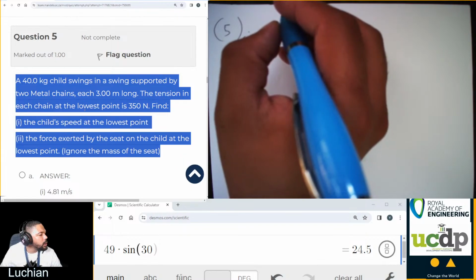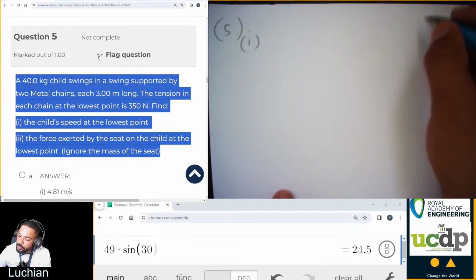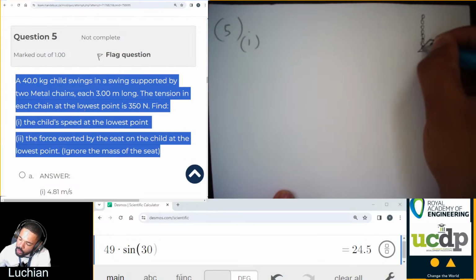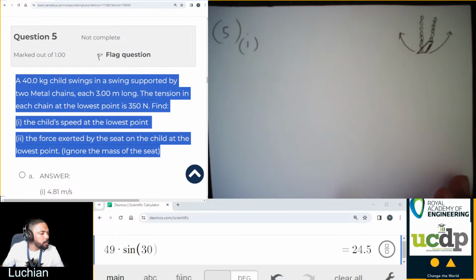Okay, so the tension at the lowest point, meaning when he's directly beneath. Let's say this is the child. I'm going to draw a simple structure. These are the chains, and here is the board or seat of the child. There's the other half of the chain. When it's at this position, it is at its lowest point, and then of course the swing begins to move upwards this way, and upwards that way. That's how it's moving.